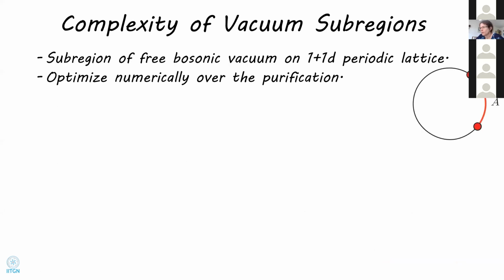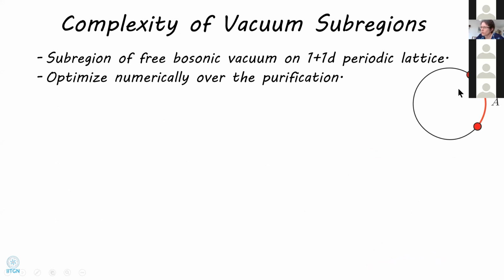All right, so that was for thermal states. Another famous mixed state is the vacuum, or actually the subregion of the vacuum. So another mixed state that we can look at is the subregion of a free bosonic vacuum in 1+1 dimensions on the periodic lattice. This we cannot do analytically, but we can definitely do it numerically.